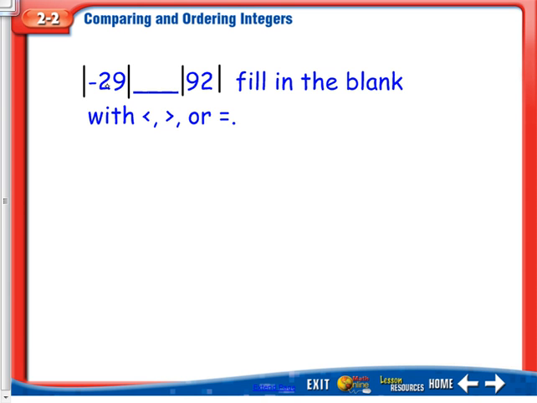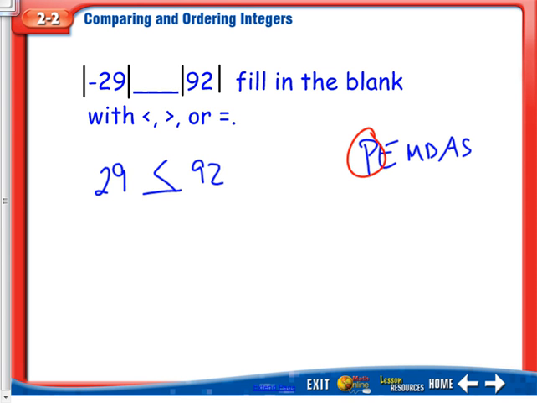The absolute value of negative 29, blank, the absolute value of 92. Fill in the blank with less than, greater than, or equal. So the absolute value of negative 29 is positive 29. The absolute value of 92 is 92. So I'm going to open it towards my larger number. 29 is less than 92. When you have problems with the absolute value symbols in them, you have to evaluate the absolute value symbol first. Think of it like your order of operations. P stands for all grouping symbols. This is a grouping symbol, so you have to do that part first before you think about the answer.